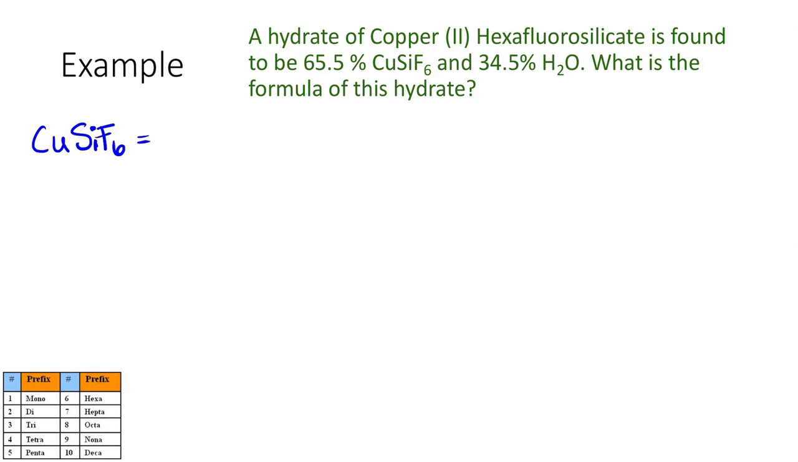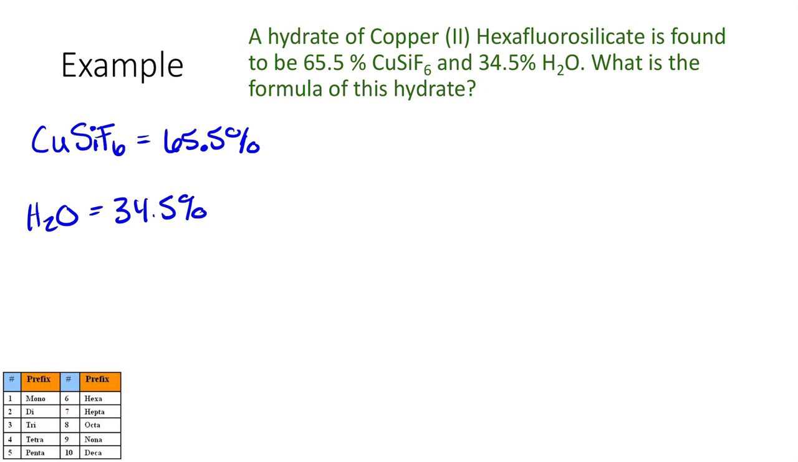All right, and we know that this is 65.5% of our compound, and we know that water, H2O, is 34.5% of our compound. And so the first thing that we want to do, just like before when we started with percentages, is pretend that we have 100 grams so that we can easily convert these percentages into a mass that we can use.